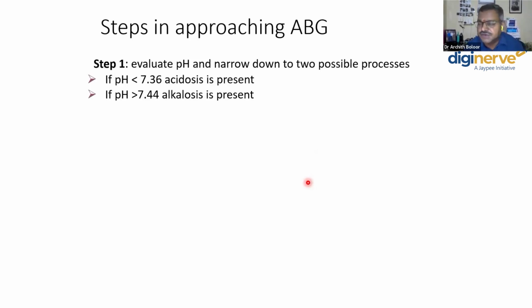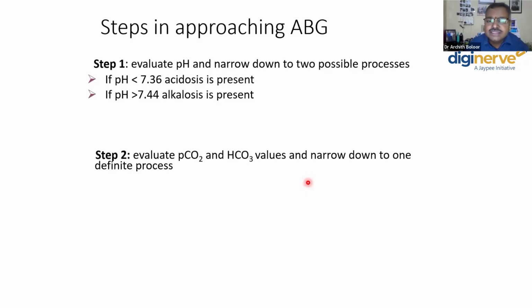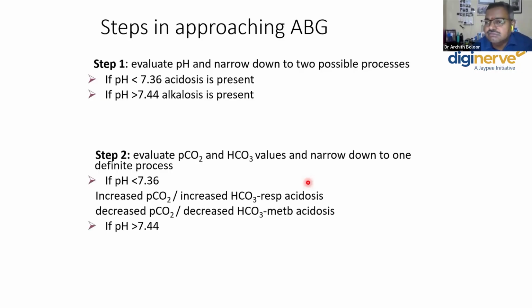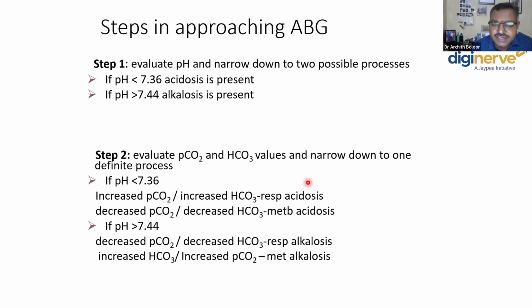As we have already discussed, first we think whether it is acidosis or alkalosis. pH less than 7.36 is acidosis, more than 7.4 is alkalosis. Next, look at the PCO2 and HCO3 and narrow down which is the definite process, whether it is metabolic or respiratory. As we've already discussed, the ROME mnemonic: respiratory is opposite and metabolic is towards the same side. So you identify the process which is primarily governing. Is it respiratory acidosis, metabolic acidosis, respiratory alkalosis, or metabolic alkalosis? This can be done very easily.